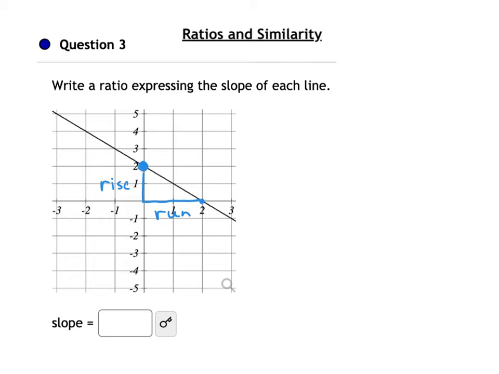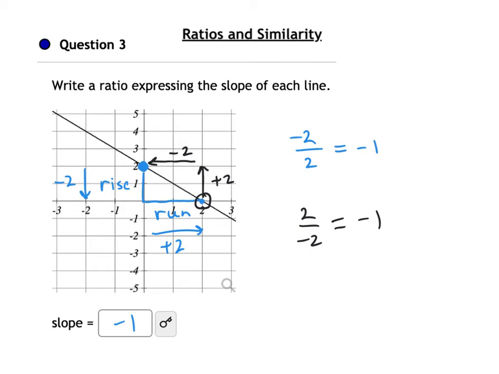If I start with this point, I go down, that's -2, and then right, +2. The slope would be rise over run, -2/2, which simplifies to -1. The slope is -1. I could have started down here, and if I went up, that would be +2, and then if I went left, that would be -2. Rise over run would have been 2 over -2, which is still -1.